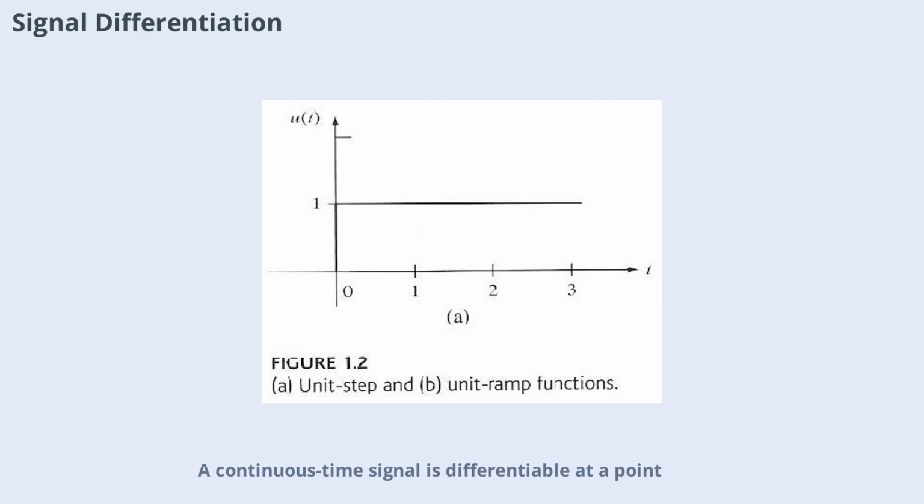A continuous time signal is differentiable at a point if its rate of change is well defined there. However, piecewise continuous signals may not be differentiable everywhere, they can have sharp jumps. In such cases we use the concept of a generalized derivative, which includes impulses at the points of discontinuity. This mathematical tool helps engineers analyze and model real-world signals with sudden changes.